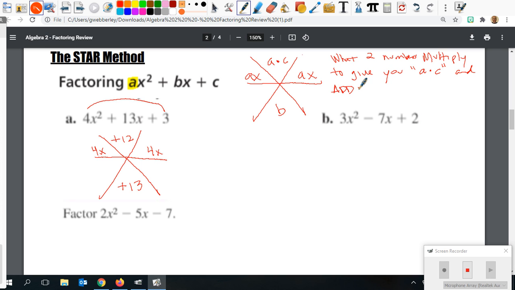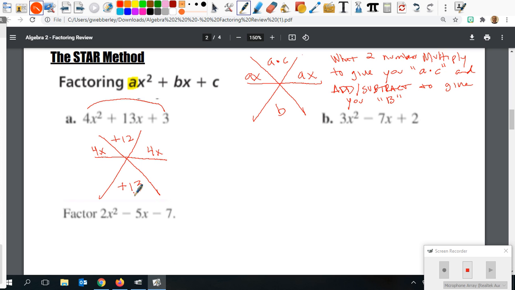That will depend on the sign of that A times C at the top. In this case, it's positive 12. So we're going to add on this letter A problem here. But you could subtract. So add or subtract to give you B again. B is at the bottom. So B is this 13 that we have at the bottom.